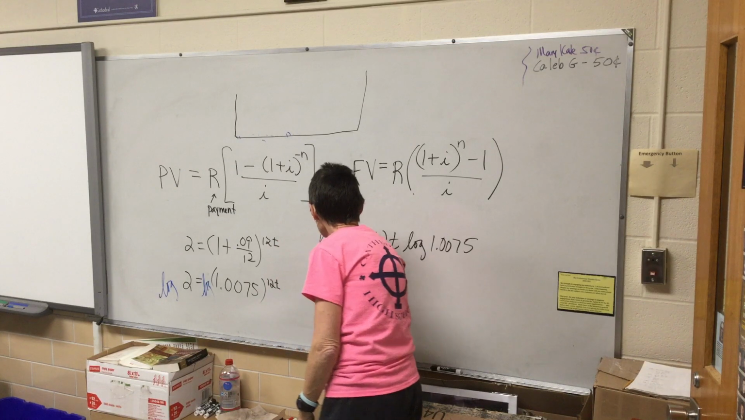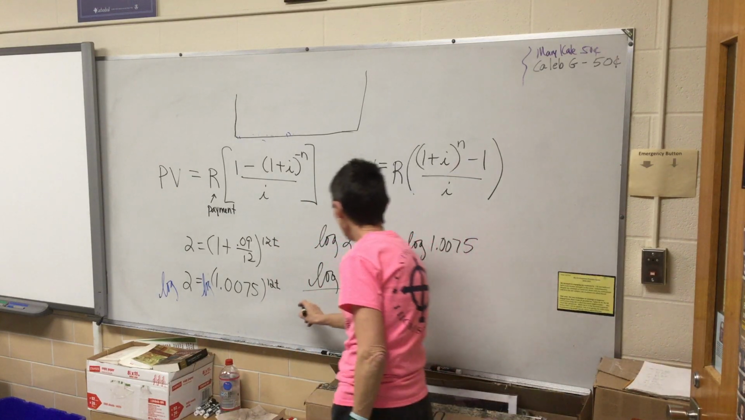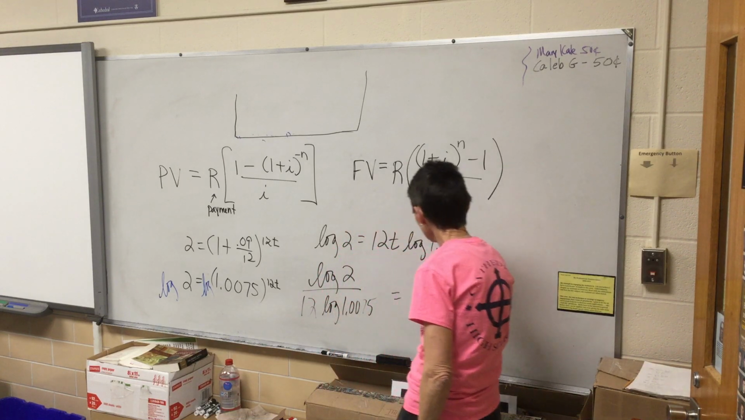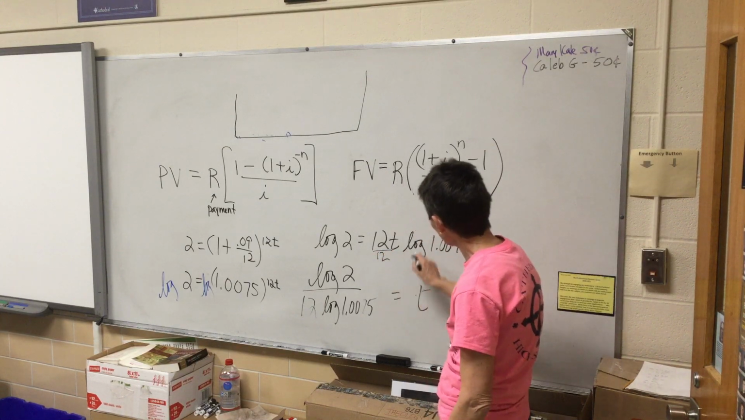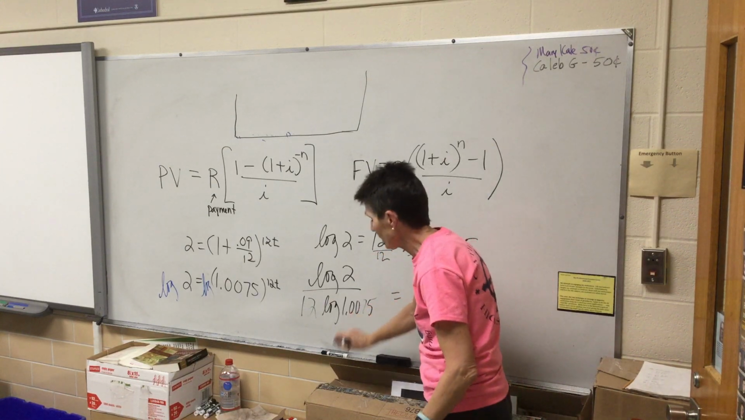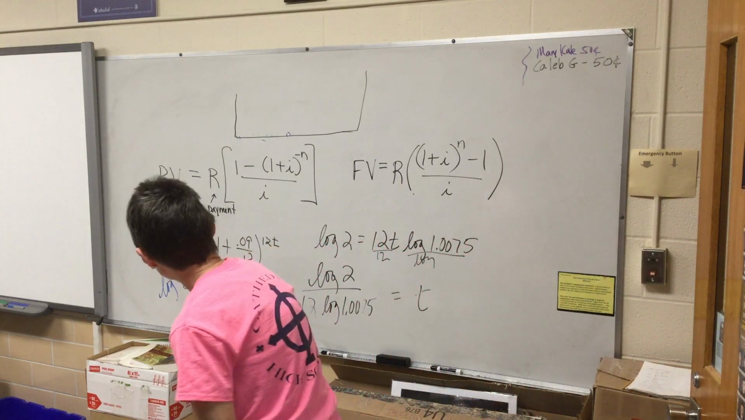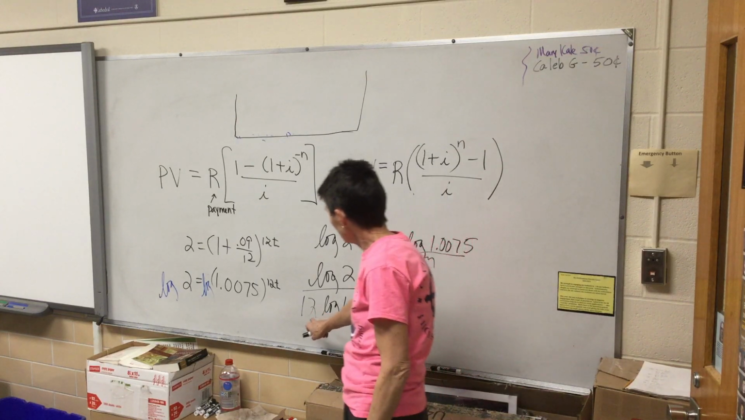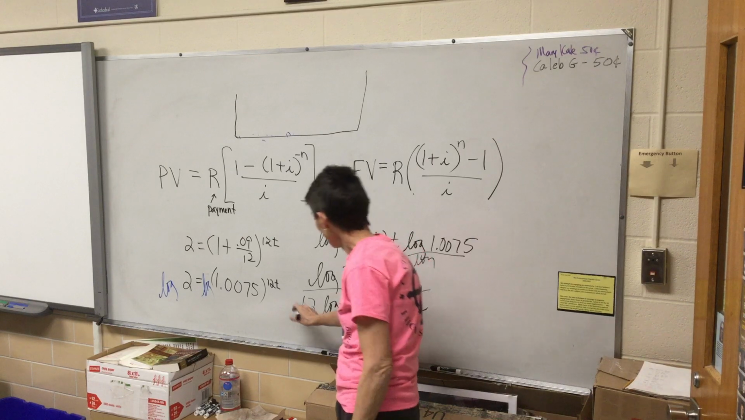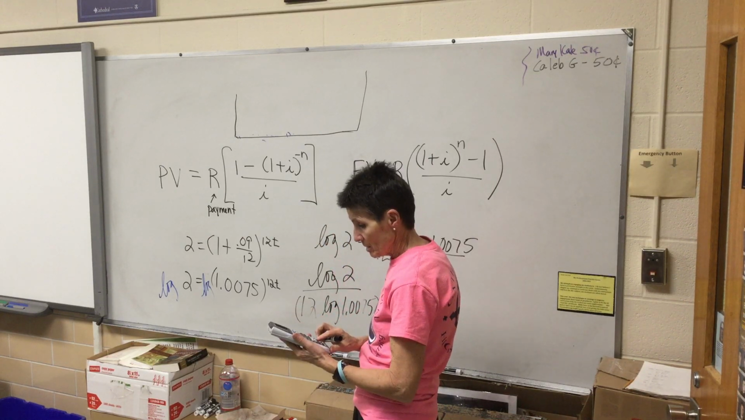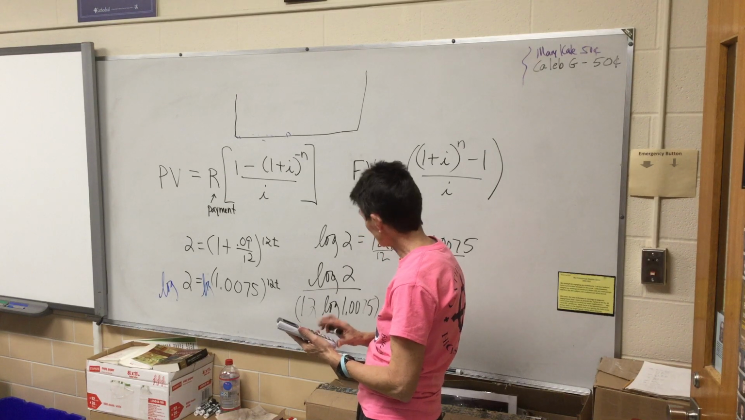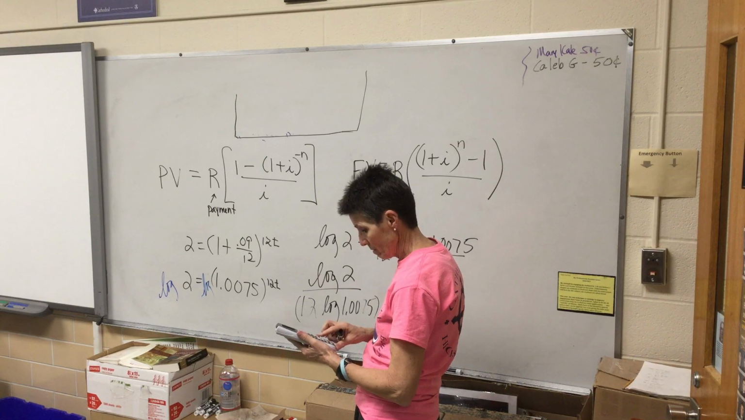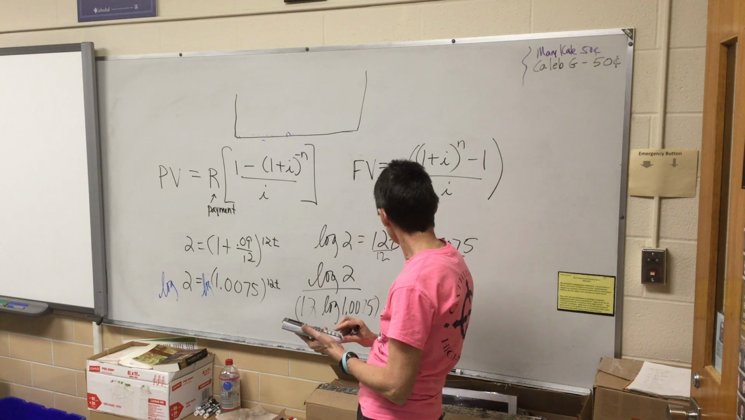So now I'll take both sides and divide by the 12 and the log 1.0075. To get t by itself, I have to divide by the 12 and I have to divide by the log. Compared to the last ones we did, this is going to be a cinch to type in, but remember, there's 2 things down here, so you're going to have to use parentheses. So log 2, close parentheses, divided by, parentheses, 12 log 1.0075.